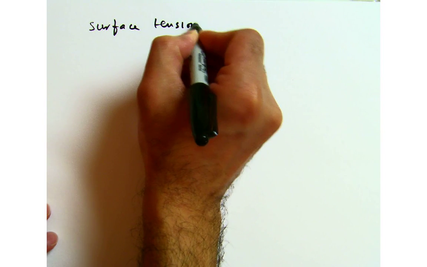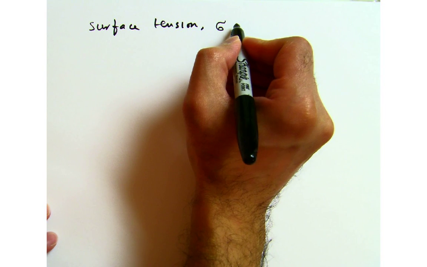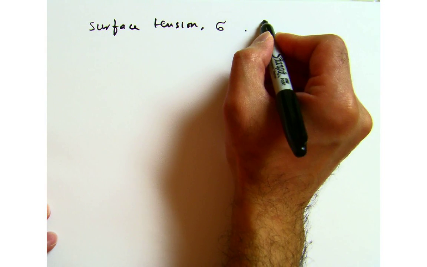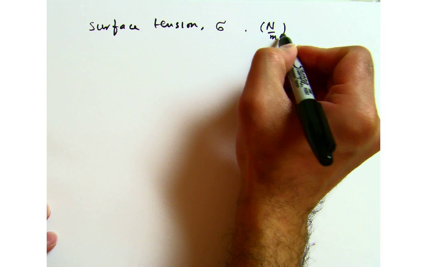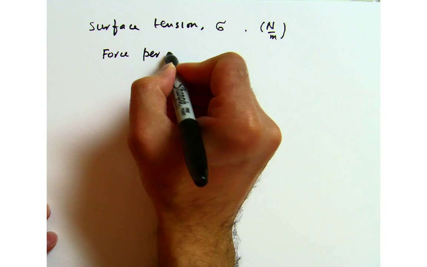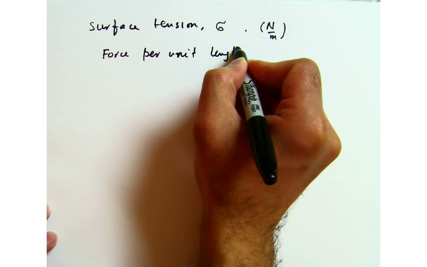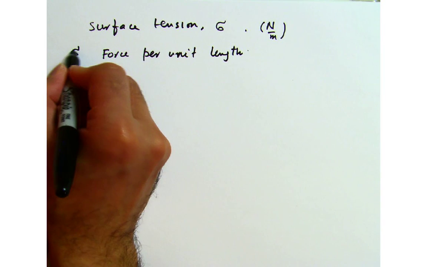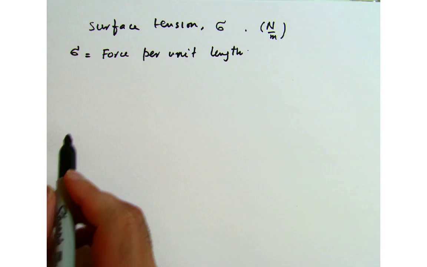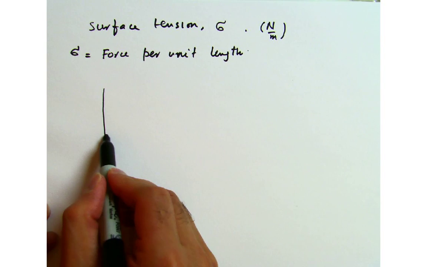The surface tension is represented with the letter sigma, and it has units of Newton per meter. In other words, it's force per unit length. So sigma, the surface tension, equals force per unit length. Let's see why there is a surface tension force.